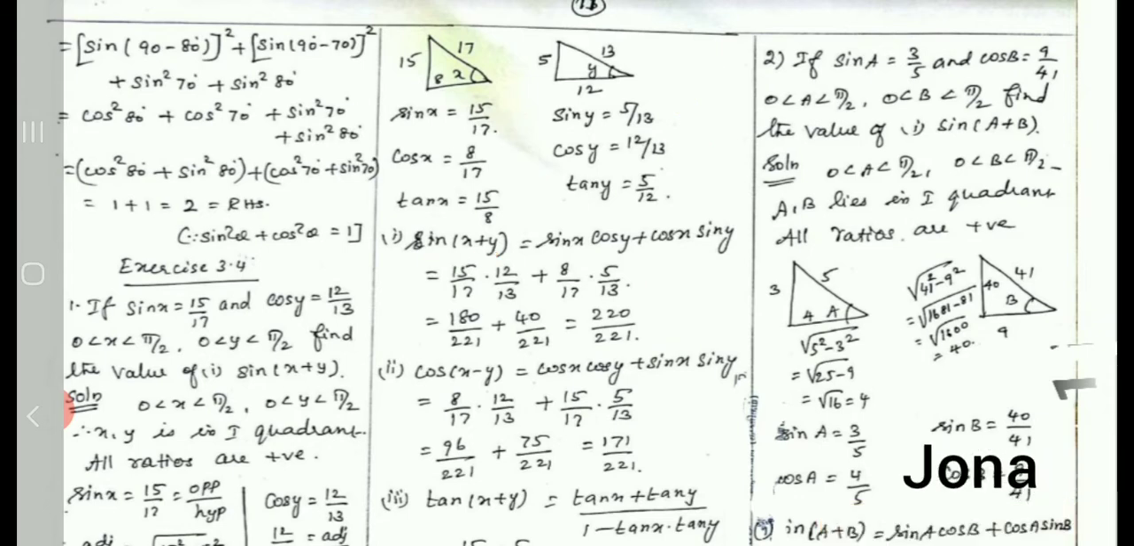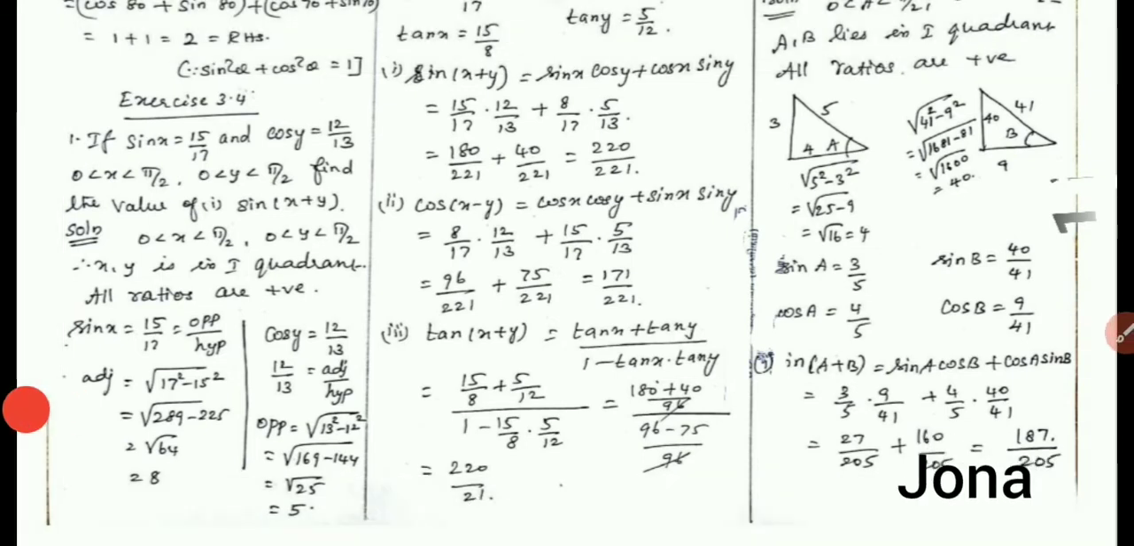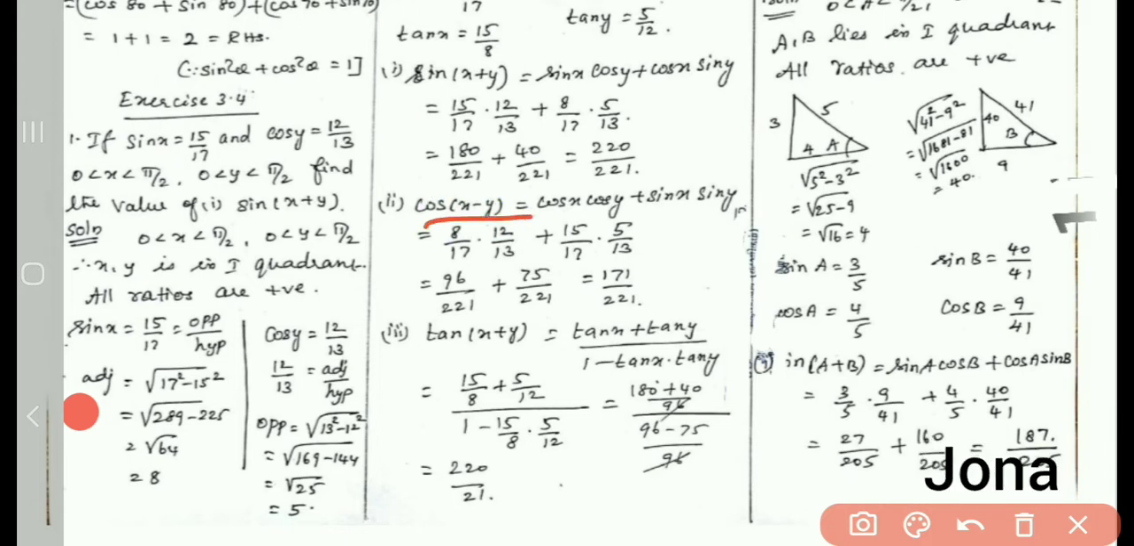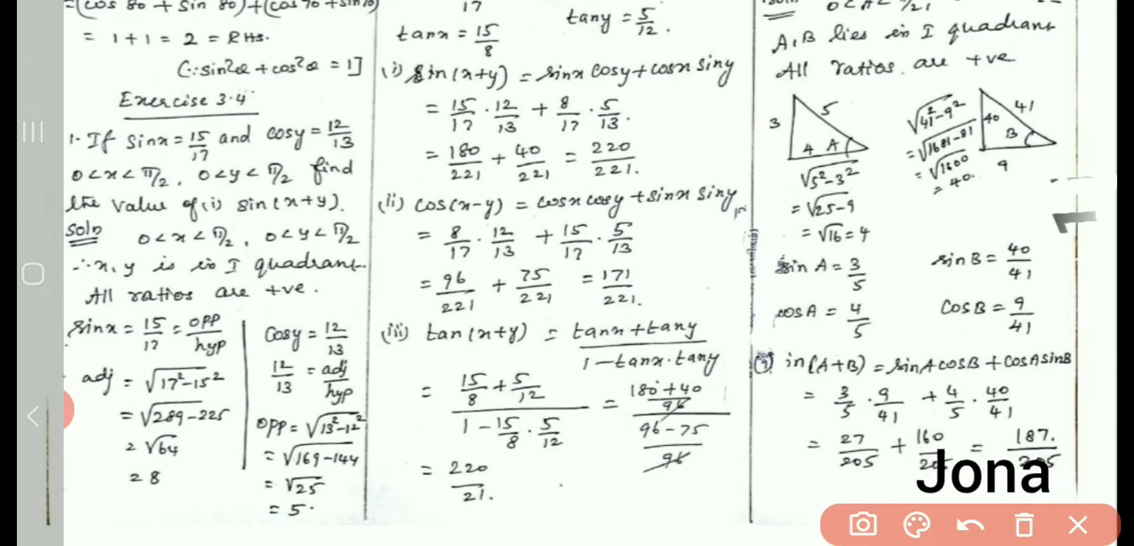And then the next one, we want to find the value of cos of x plus y. So cos of x plus y formula is cos x cos y plus sin x sin y. So even here also I want to substitute the values of cos x, cos y, sin x, sin y. So you substitute all the values here and simplify, you will get 171 by 221.